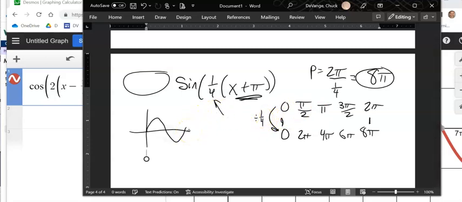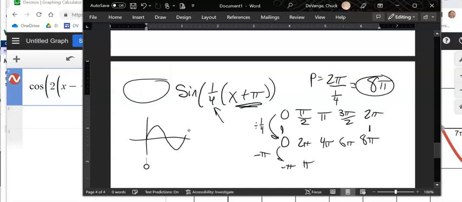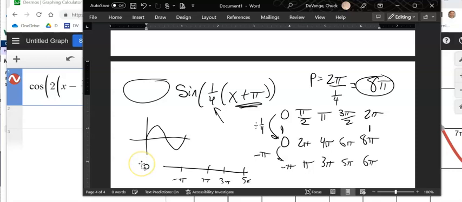Then we have a phase shift. This says plus pi, so I'm going to subtract pi from everything. So 0 minus pi, negative pi. 2 pi minus pi is pi. 3 pi, 5 pi, 6 pi. And then again, I have my x values for my graphing. Negative pi, pi, 3 pi, 5 pi, 6 pi, those should be equal intervals. And then I would sketch my 0, 1, 0, negative 1, 0, and label those points.